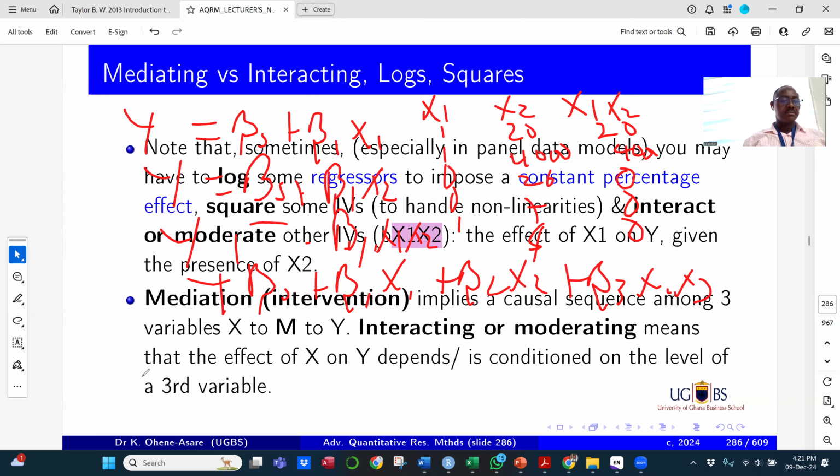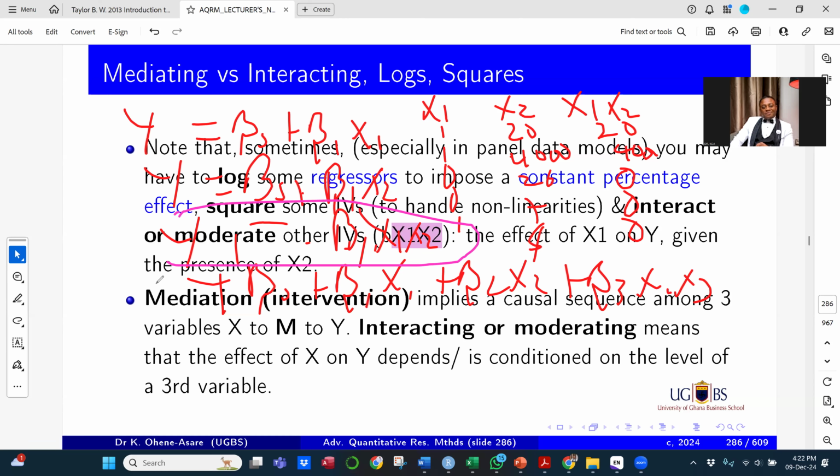So sometimes you do this, which means that the last one is the interaction, and also the third one is the interaction. So these last two. The last two. That's how you do your interaction.